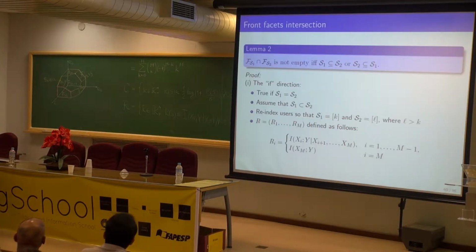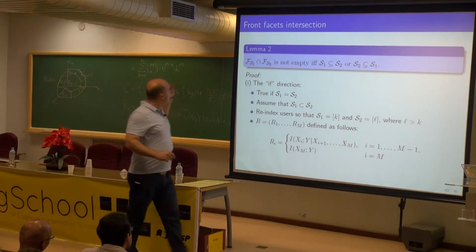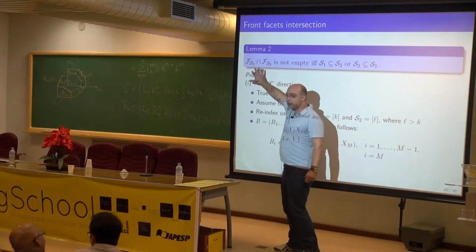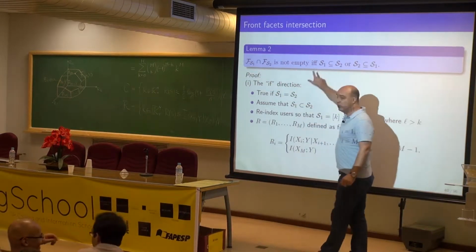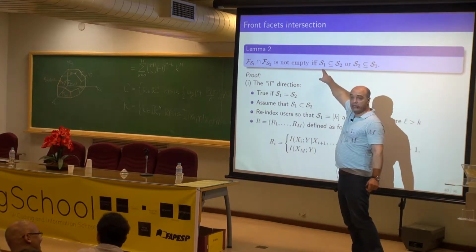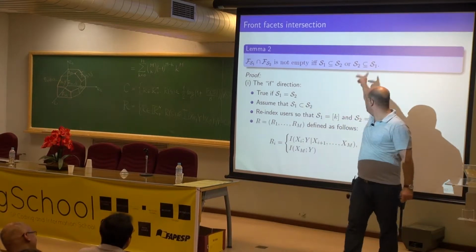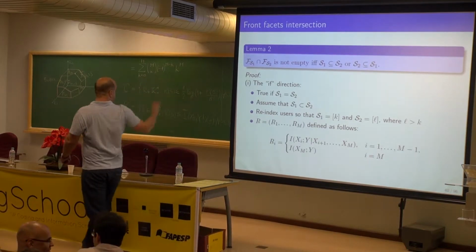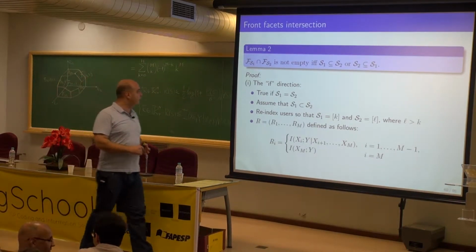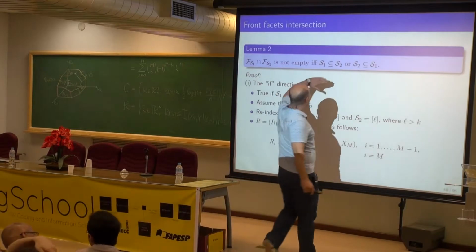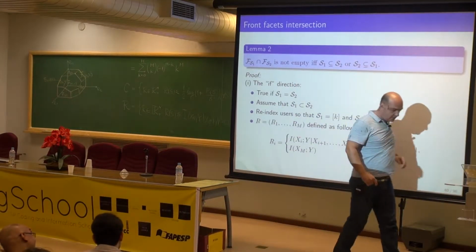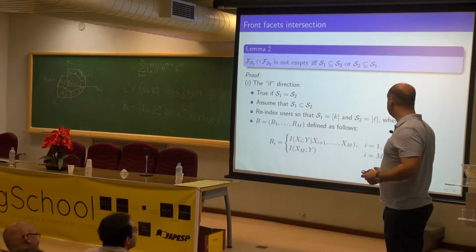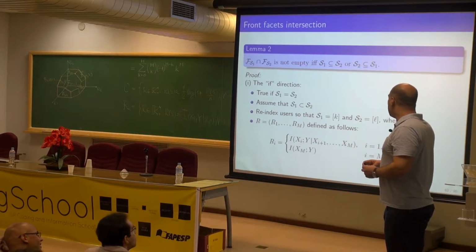So now I quickly go to this proof. This front facet intersection. So we claim that this intersection is not empty if and only if S1 is a subset of S2 or vice versa. How do we show it? If they are equal, it's straightforward. So we have to look only at these cases. And I quickly go here.